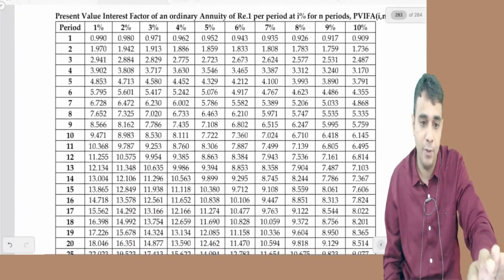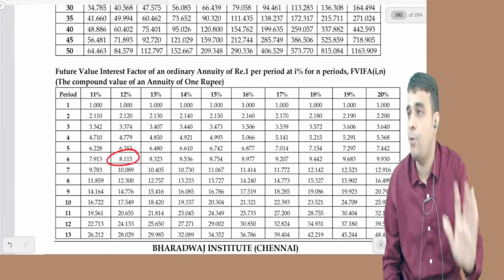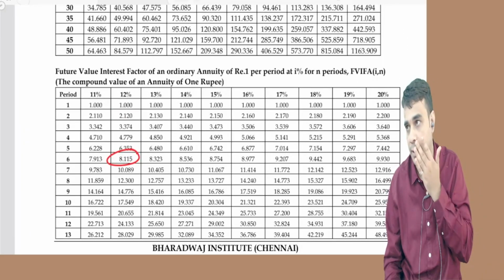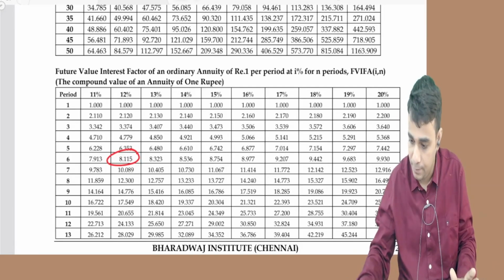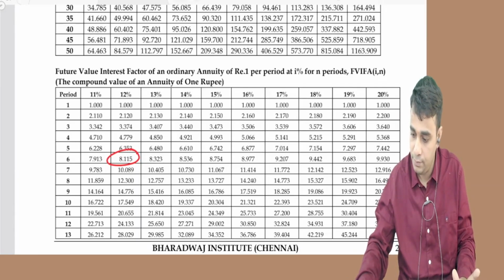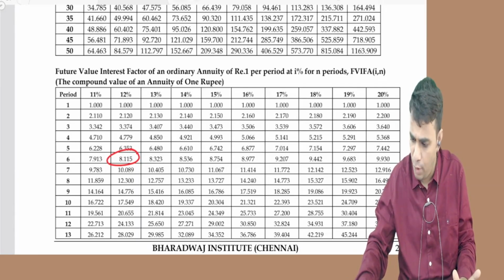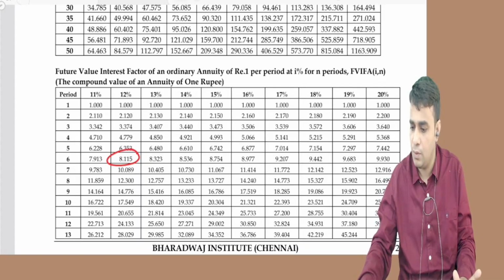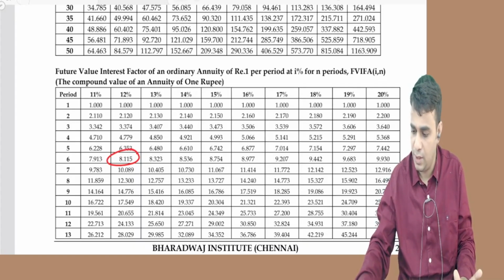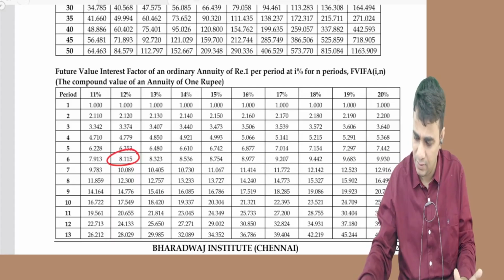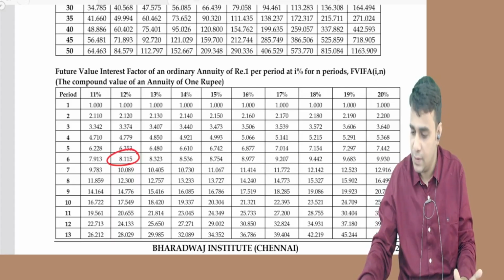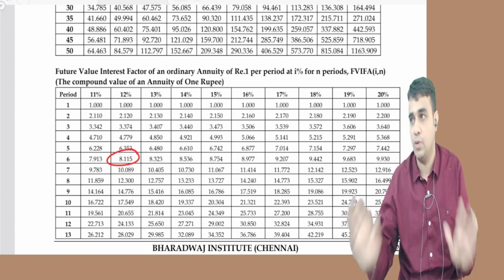Now I have to explain how you will get 8.115 in the calculator. Clear? Any doubts on this? Now start. 1 into 1.12 equal to, first year. 1.12 into 1, sorry. First year equal to, second year equal to, third year equal to, fourth year equal to, fifth year equal to. Stop at the fifth year, okay?